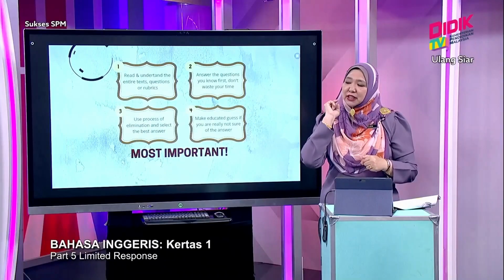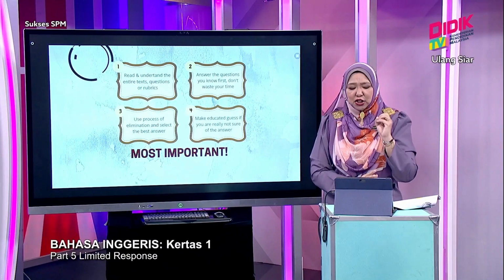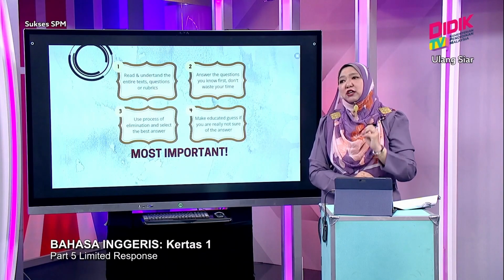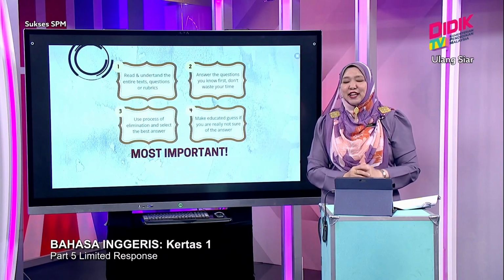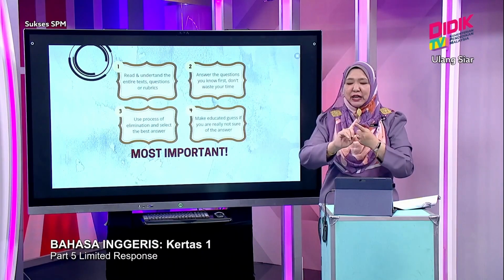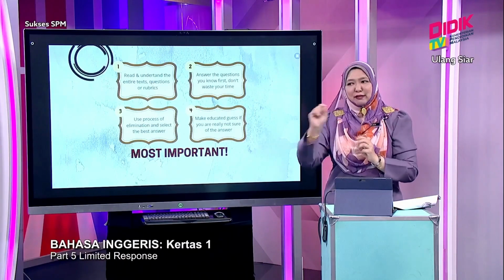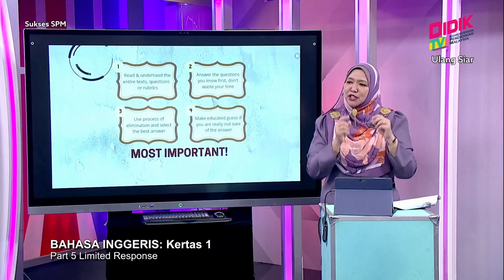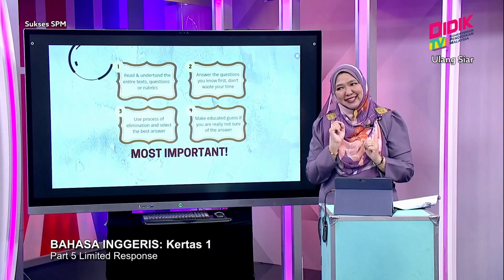Even for the last part, Part 5, you can still use the process of elimination for questions 33 to 36. And lastly, make an educated guess if you are really not sure of your answer. That is the last resort. First, if you know the answer, you answer. Second, you do the elimination. And last resort, make an educated guess. Don't answer blindly. Don't flip a coin. Don't go eeny, meeny, miny, mo.